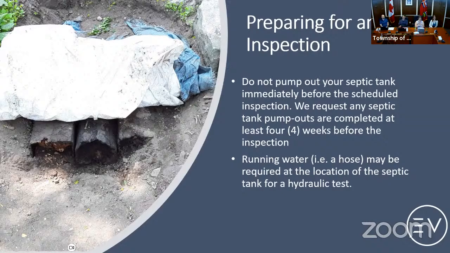They don't need to be specifically customized to your tank, depending on what type of tank you have. And then it provides you easier access. It is in the code now that lids are to have the risers and that they are to be within 30 centimeters of ground surface. You are welcome to have the risers be at ground surface and you no longer have to do any digging.